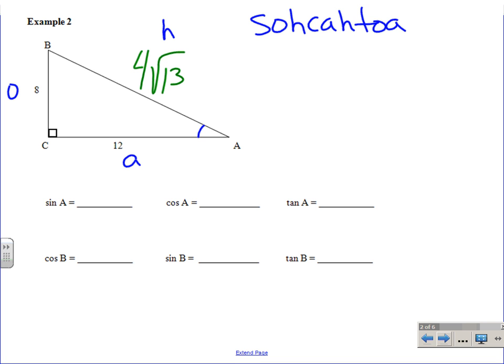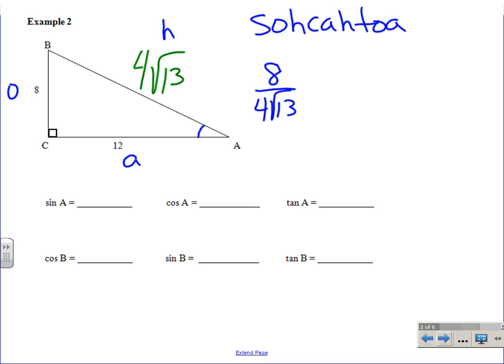Okay? So if we want sine of A, we have to take opposite, which is 8, over hypotenuse, which is 4 square root of 13. Unfortunately, that is unacceptable. You have a radical in the denominator. And as far as advanced math goes, that is unacceptable.